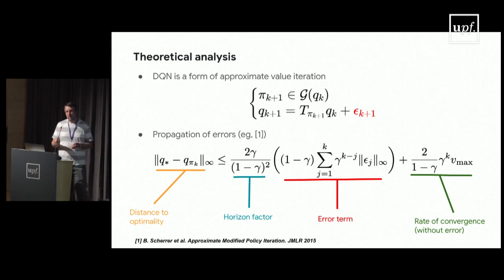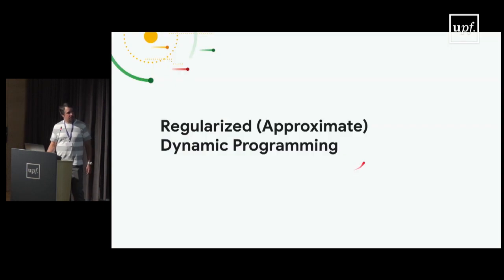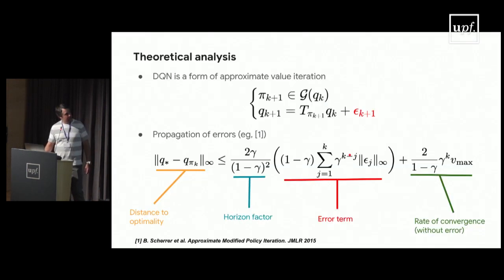So that's why 1 over 1 minus gamma is called an horizon, because it's the expected optimization horizon of your MDP. So you have a square dependency to this horizon, and this is unimprovable. You cannot do better with value iteration. It's not a proof artifact. And you have the error term there that basically says that you will pay for a discounted sum of the absolute value of the errors, epsilon j.